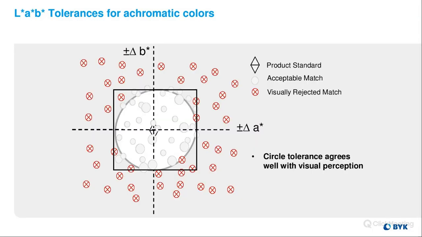If I look at a non-chromatic color and I use the CIELAB tolerancing, which is a box, the outside box, all the white dots are considered acceptable products, and the dots with the red X through them are considered unacceptable products. If I use CIELAB or LAB tolerancing for this one, I will only have a few samples that technically should be rejected that are being accepted in this color space.